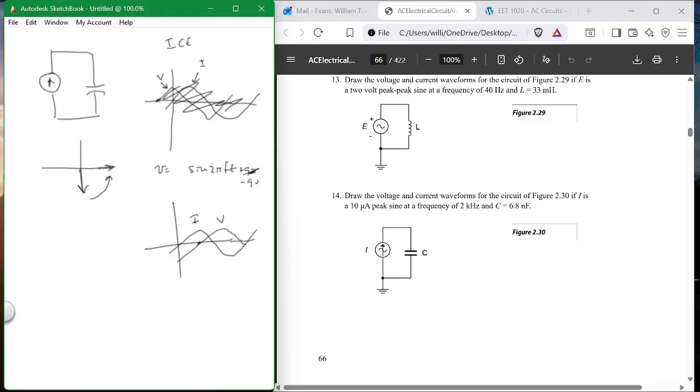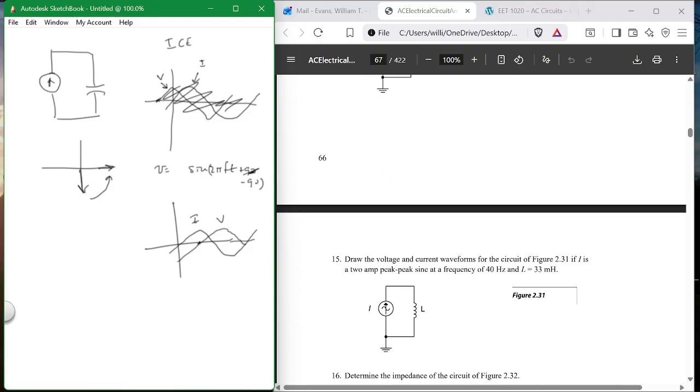Okay, so it's sine of 2 pi ft minus 90, and here's my I and here's my V for this problem. Because now we discussed I, this is I, so I gets the sine wave, and then C is this guy right here, so V is lagging by 90 degrees. So you can get your magnitude, but you're lagging by 90 degrees. Okay, now, let's see if I can get this one.